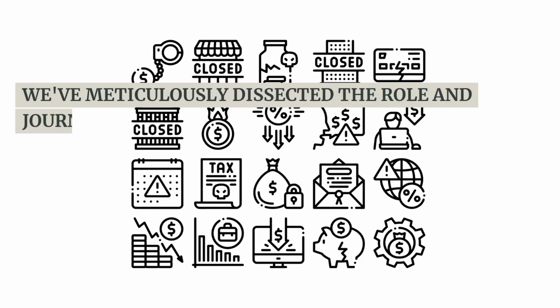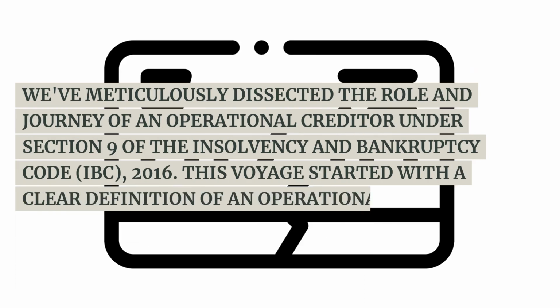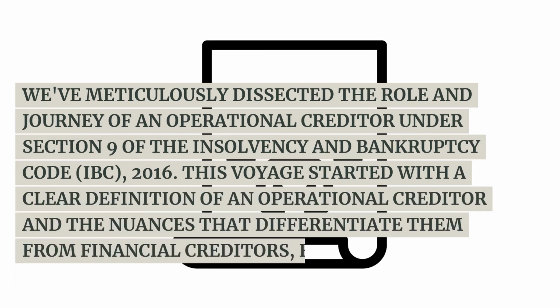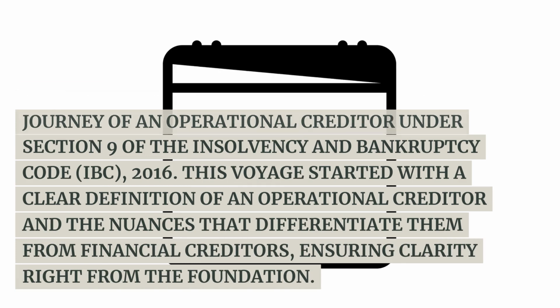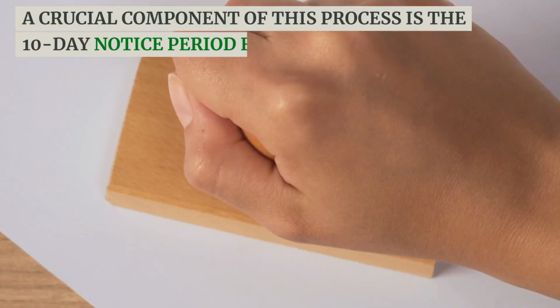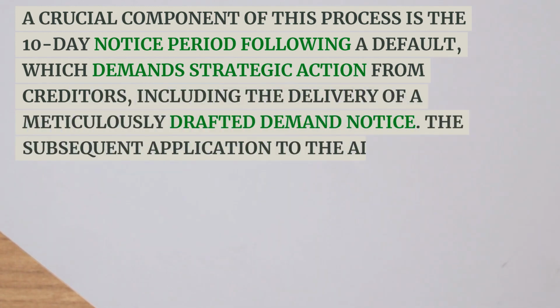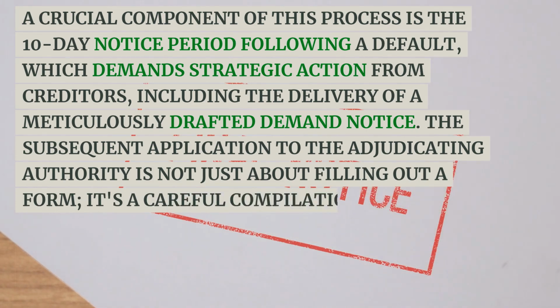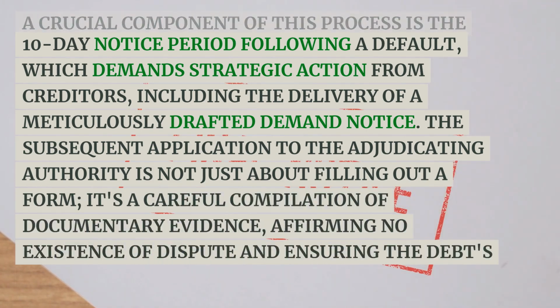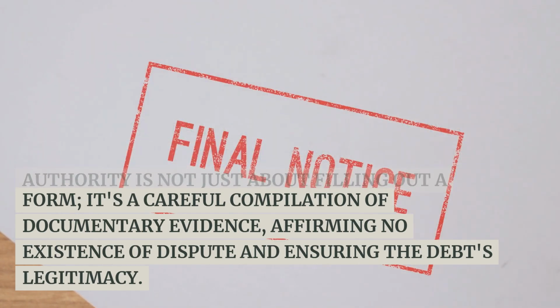We've meticulously dissected the role and journey of an operational creditor under Section 9 of the Insolvency and Bankruptcy Code, IBC, 2016. This voyage started with a clear definition of an operational creditor and the nuances that differentiate them from financial creditors, ensuring clarity right from the foundation. A crucial component of this process is the 10-day notice period following a default, which demands strategic action from creditors, including the delivery of a meticulously drafted demand notice. The subsequent application to the adjudicating authority is not just about filling out a form, it's a careful compilation of documentary evidence, affirming no existence of dispute and ensuring the debt's legitimacy.